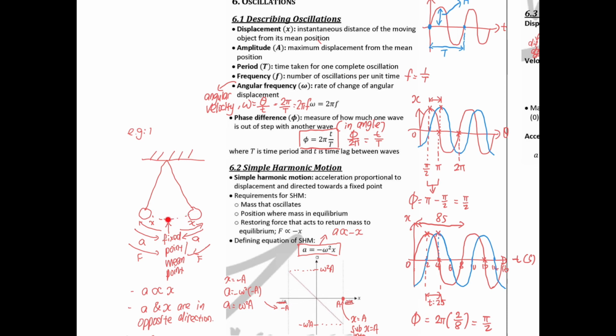So here is the maximum velocity. Maximum velocity means dv/dt equal to 0. That means acceleration equal to 0, which is true also. You see the graph, acceleration equal to 0 here. When the displacement is 0, acceleration is 0. So this point is maximum velocity.